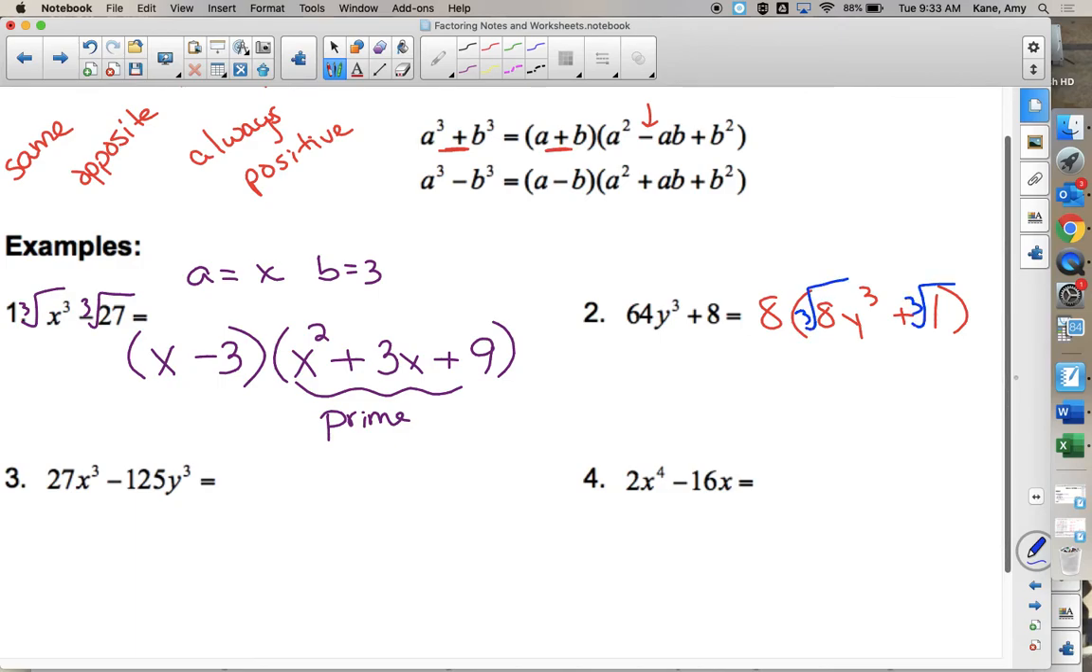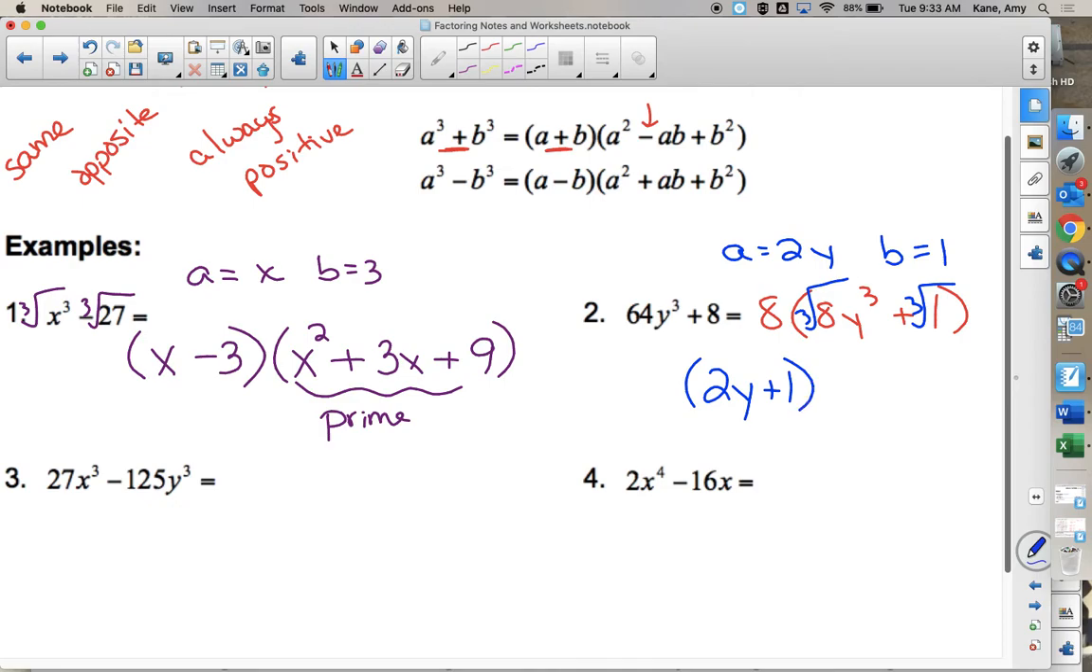So your A term is 2y. The B term is just 1. So the cube root of 8 is 2. The cube root of y cubed is y. So the cube root of 8y cubed is 2y. The cube root of 1 is just 1. Lauren, how does that look then if you're factoring it using the pattern?